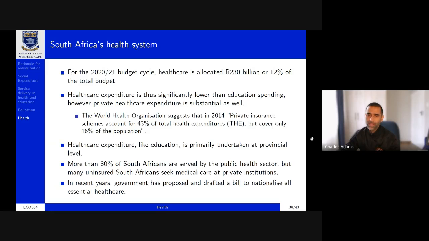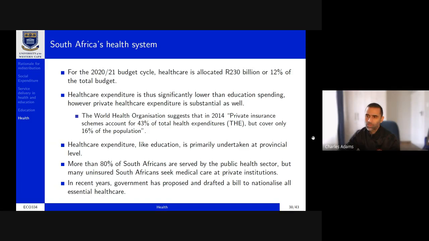because that's just private insurance, right? That's how much people are spending on medical aid schemes. But there's a lot of private expenditure on private healthcare that is not facilitated via medical aid schemes. So a lot of people are accessing private health, and the expenditure on private health is probably more than 50% in South Africa.